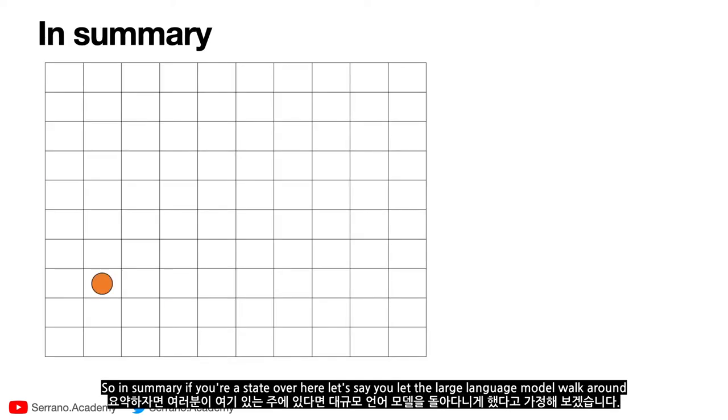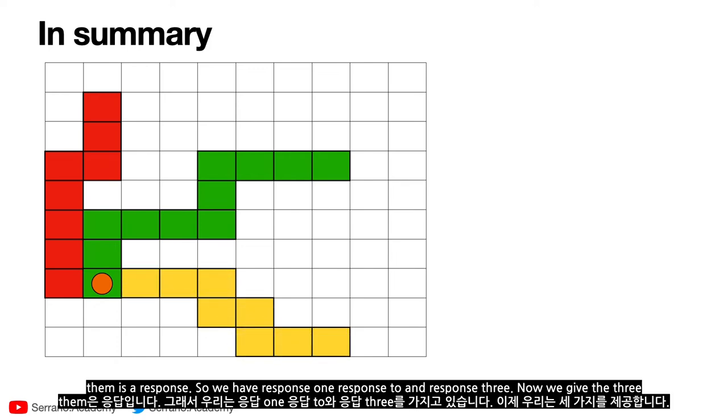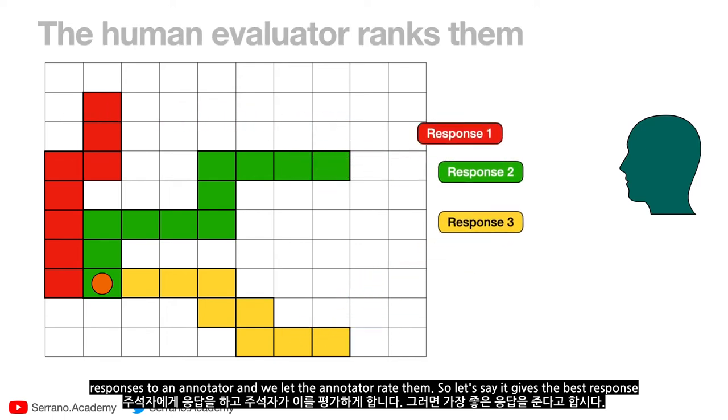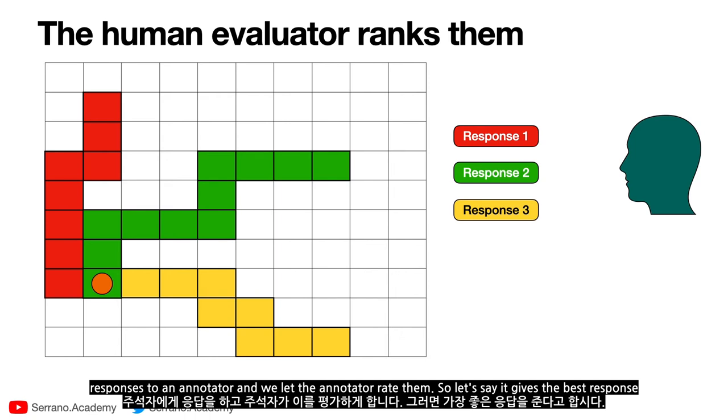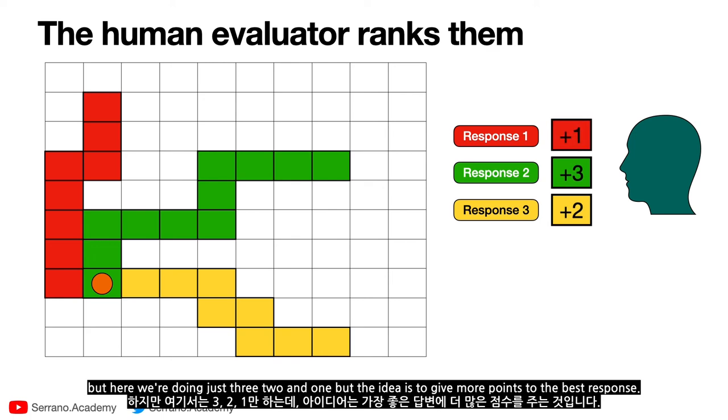So in summary, if you're at a state over here, let's say you let the large language model walk around here and it gives you 3 paths. This one over here, this one here, and this one here, and each one of them is a response. So we have response 1, response 2, and response 3. Now we give the 3 responses to an annotator and we let the annotator rate them. So let's say it gives the best response 3 points, then the next one 2, then the next one 1. And as I said, the points can be different, but here we're doing just 3, 2, and 1. But the idea is to give more points to the best response.